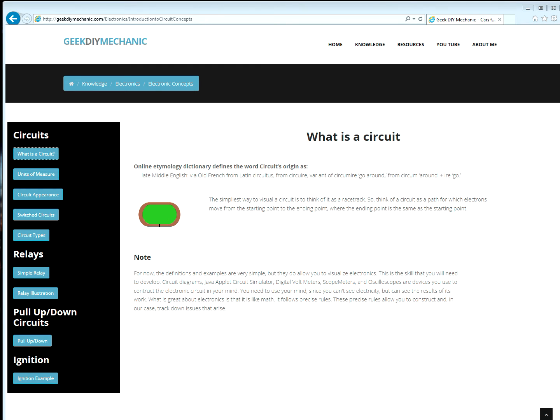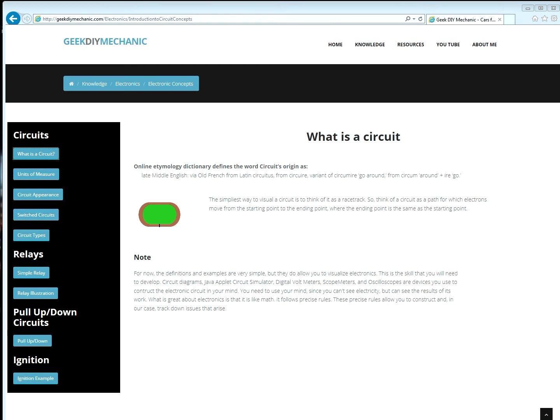To successfully work on a circuit, you need to develop a mental image of a circuit by using the following tools. Basic electronic concepts, understanding how components, sensors, and actuators behave, being able to read circuit diagrams, and my favorite is to use the Java Applet Circuit Simulator, which I will show you in just a moment. And a digital voltmeter, a scope meter, or an oscilloscope.